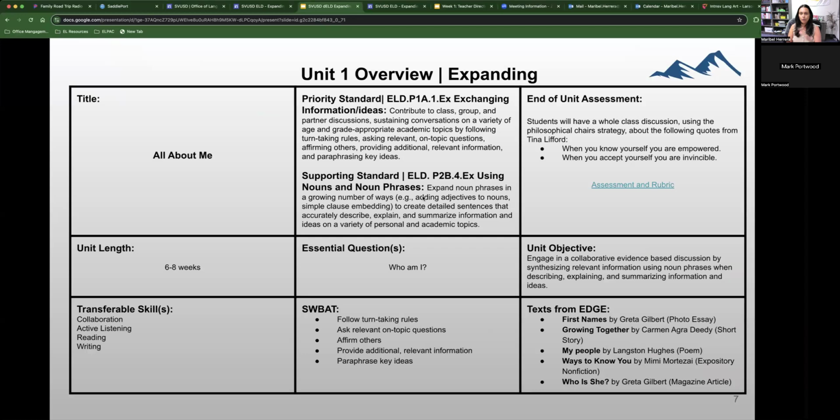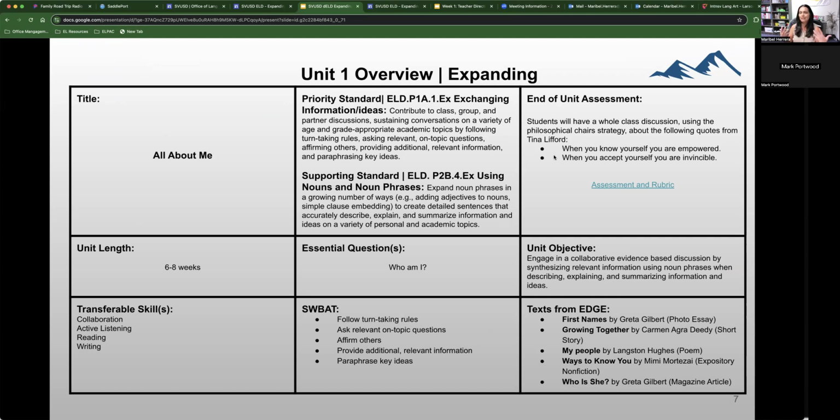So unit 1 is all about me. Again, those are the standards. And then here's the end of unit assessment. At the end of this unit, students will have a whole class discussion using the philosophical chair strategy about the following quotes from Tina Lifford. When you know yourself, you are empowered. When you accept yourself, you are invisible.